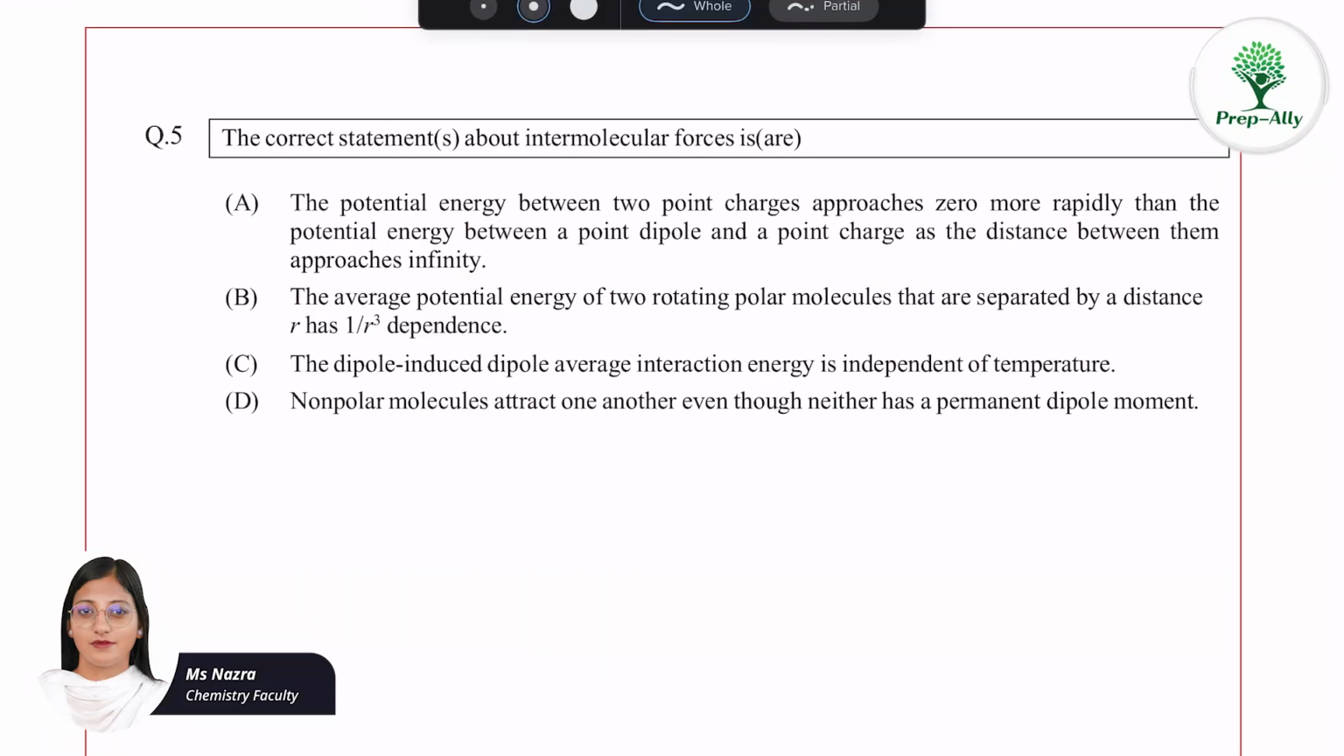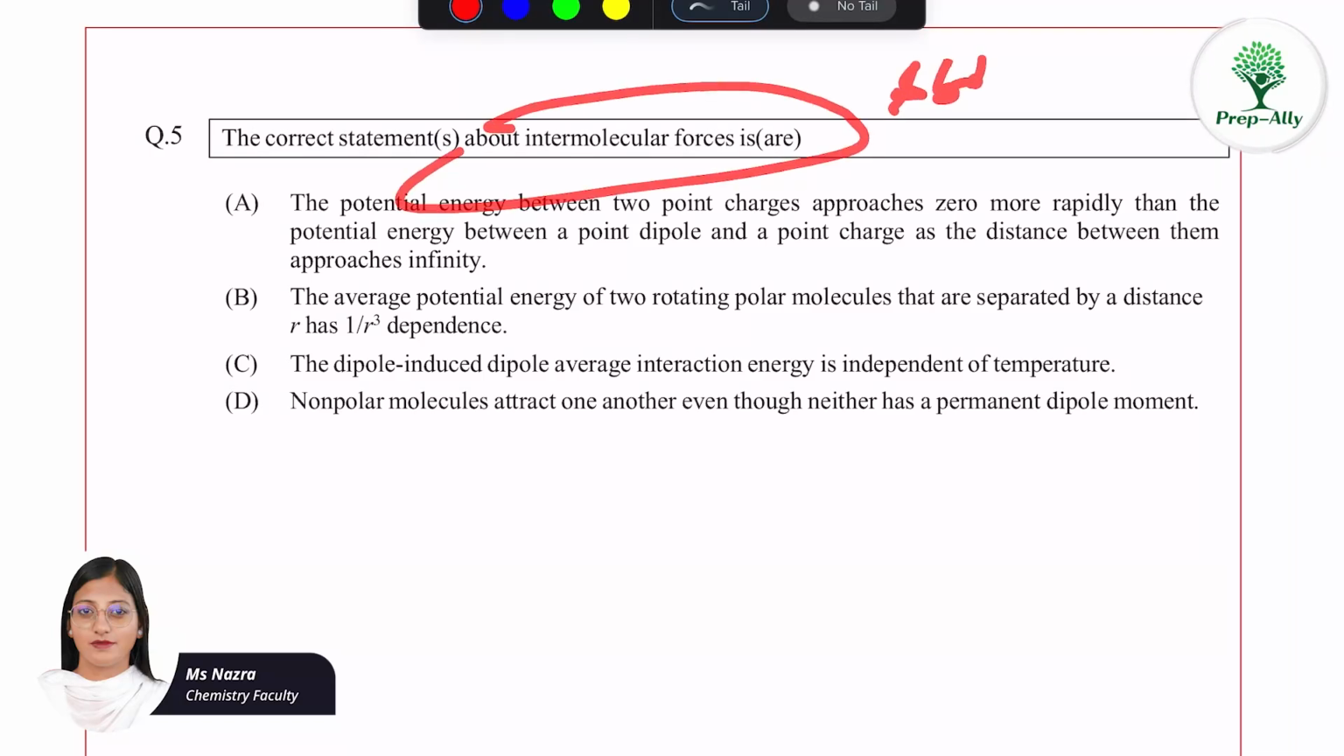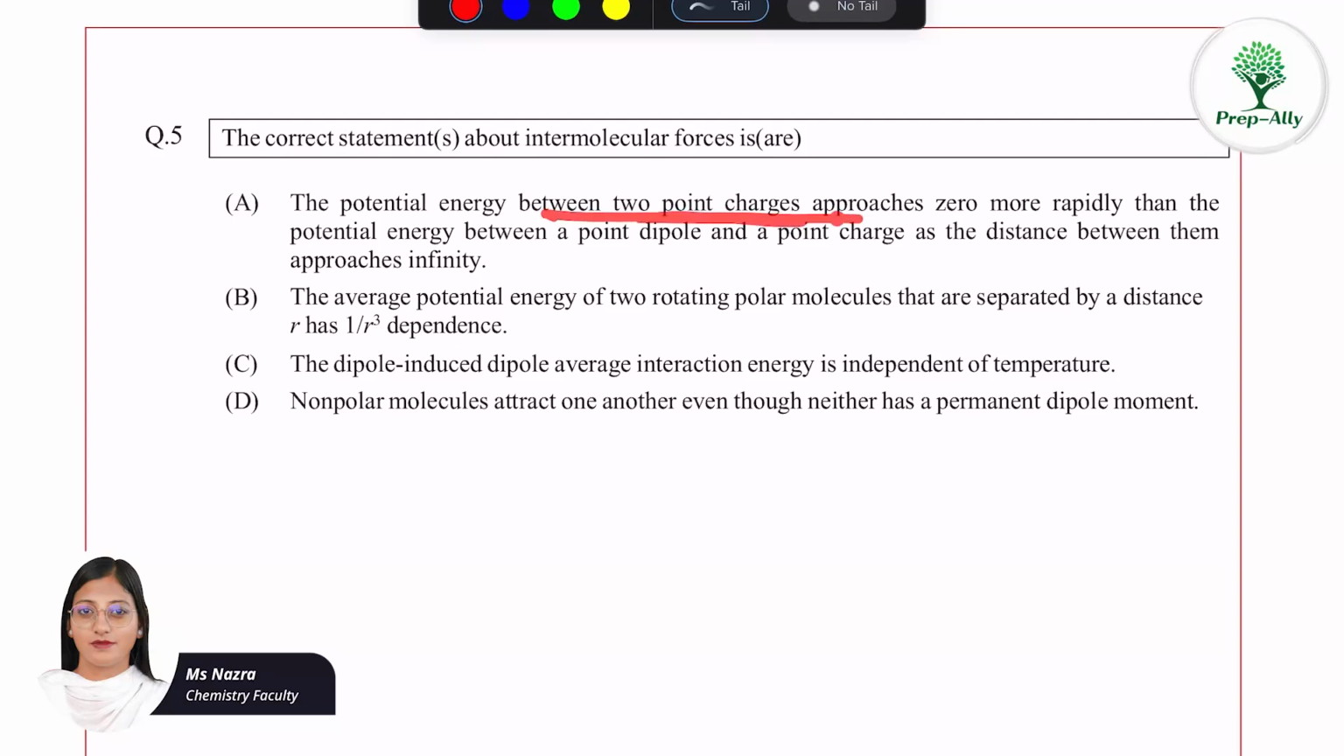In this question, you have to identify the correct statements about intermolecular forces. This topic I have already taken in class in the S block elements when we studied weak forces and strong forces there. The first option given is: the potential energy between two point charges approaches zero more rapidly than the potential energy between a point dipole and a point charge as the distance between them approaches infinity.